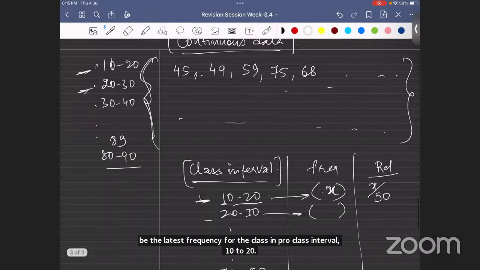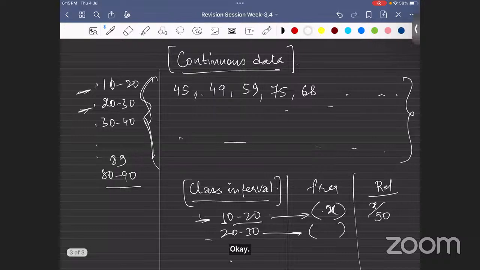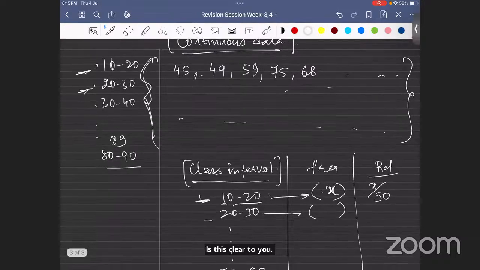Okay, is this clear to you? So that is how we are going to deal with a continuous data set, if you have to organize a continuous data set. Is this clear to everyone?